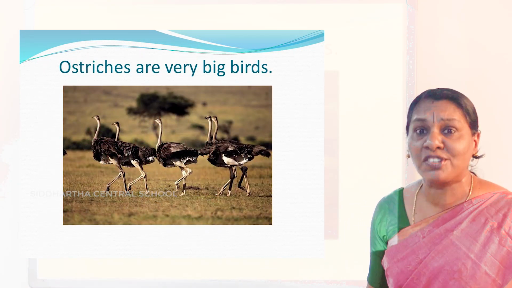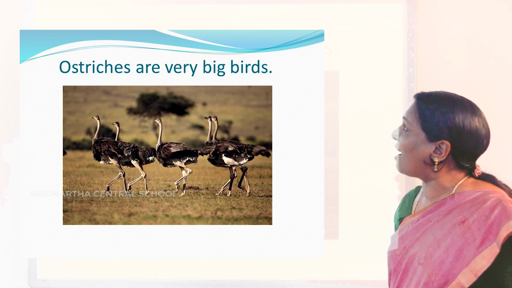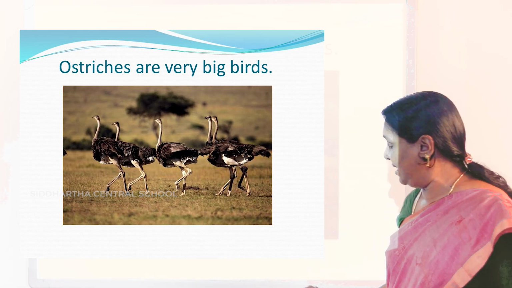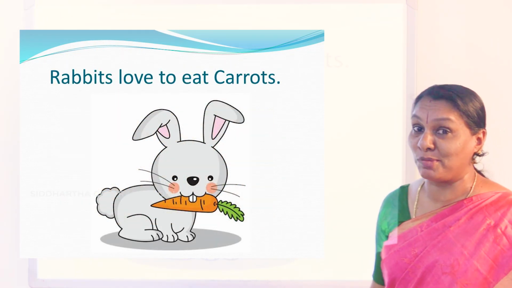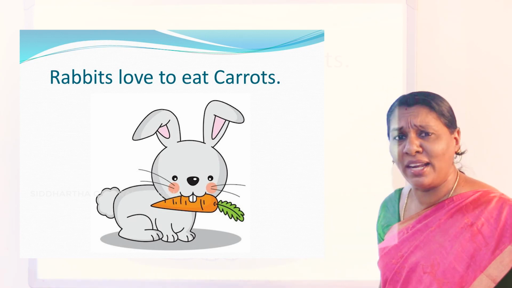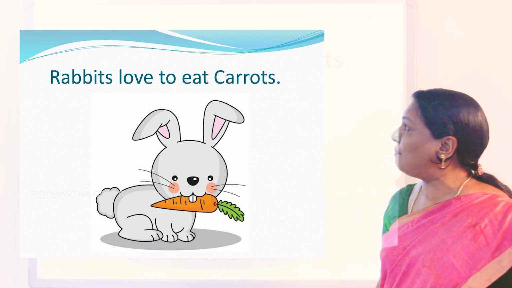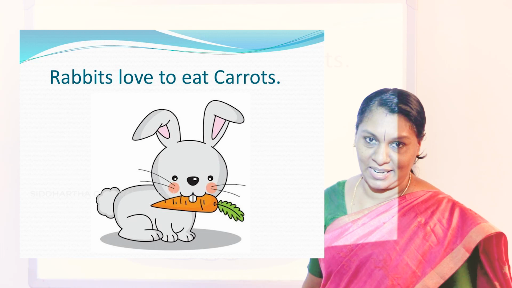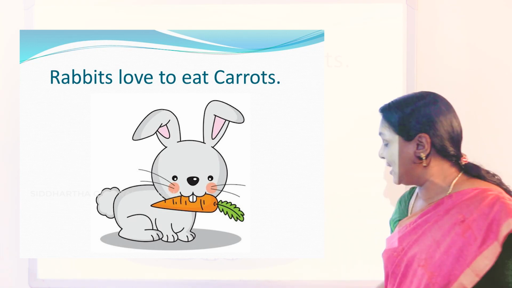Look at this picture. Ostriches, very big birds, right? See the sentence? Ostriches are very big birds. Here also, I have given a full stop. Moving on to the next example. Look at this. What is this picture? Rabbits. So pretty, right? What is it holding in its mouth? A carrot. And what does this sentence say? Rabbits love to eat carrots. Yes. Here also I have started with a capital letter and given a full stop at the end to stop that sentence.